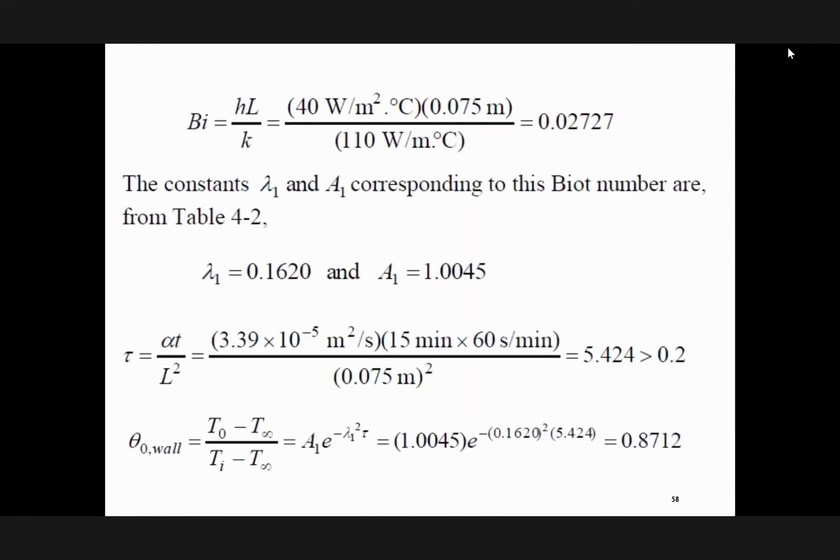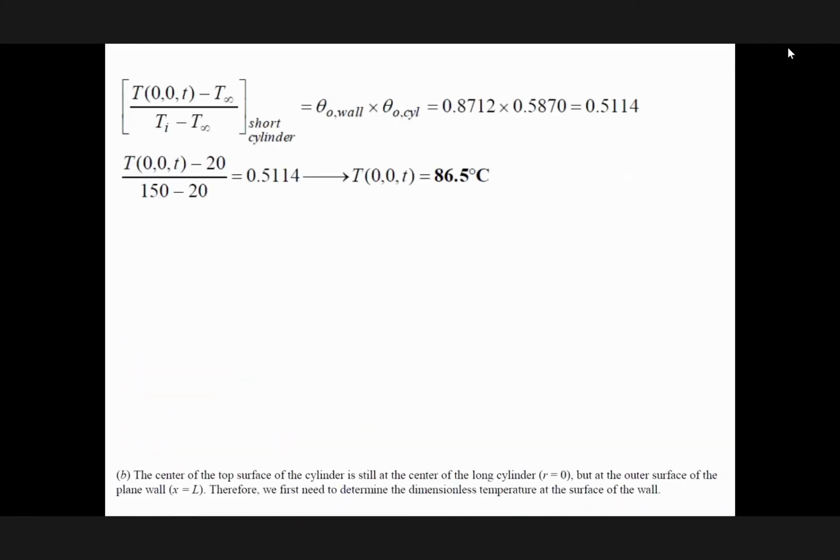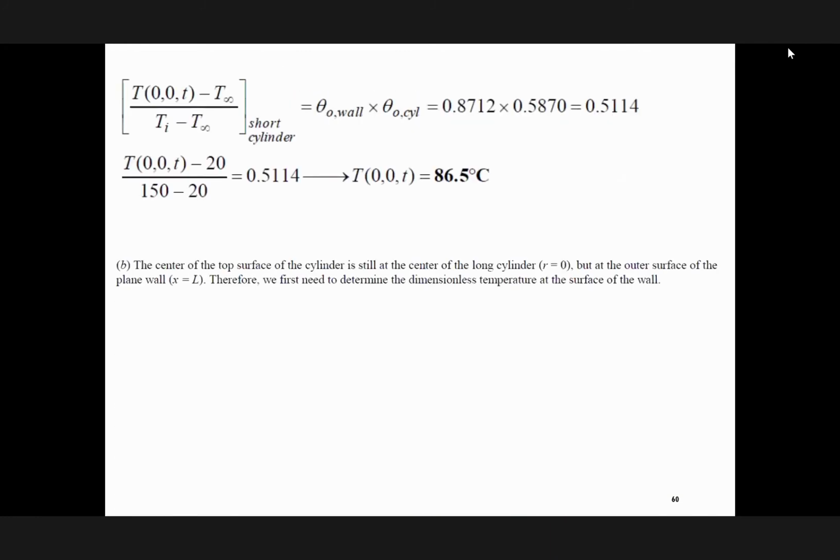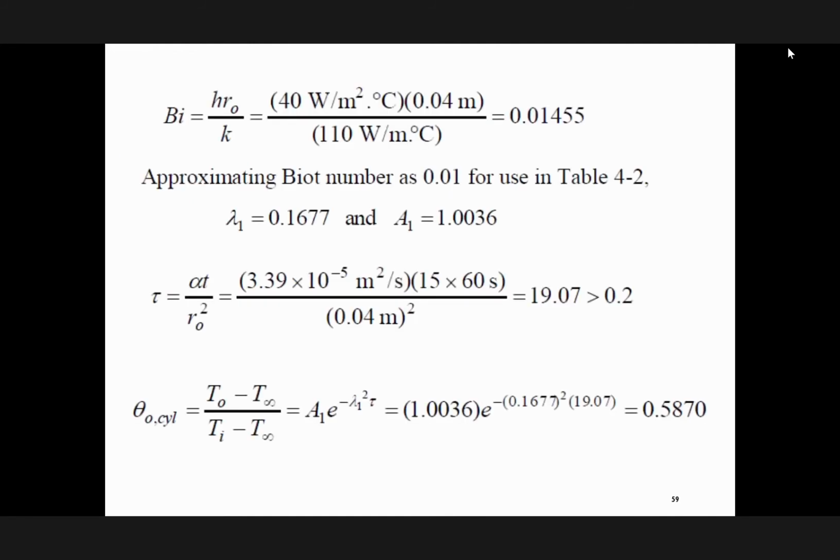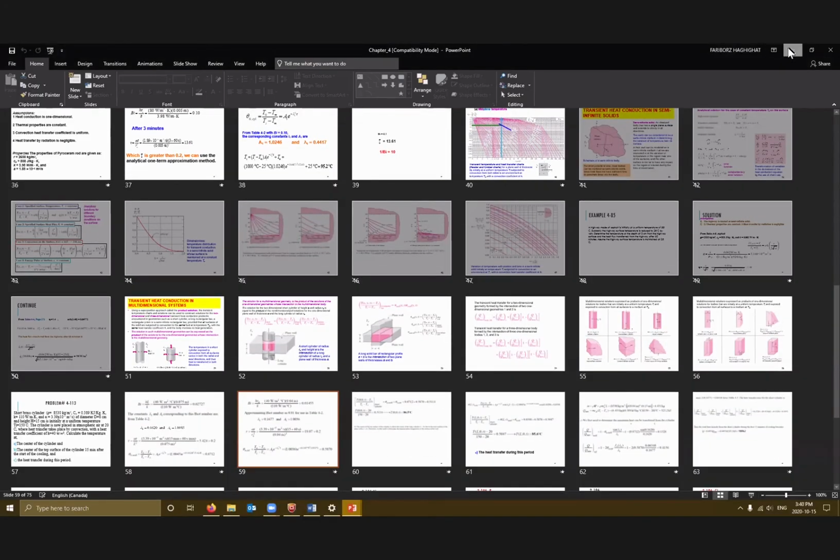we did this problem. Let me get it here. Here, for example, for the cylinder, we assume that a cylinder is a result of a wall and a long cylinder. The same thing we are trying to do here, okay? Let me go back here.